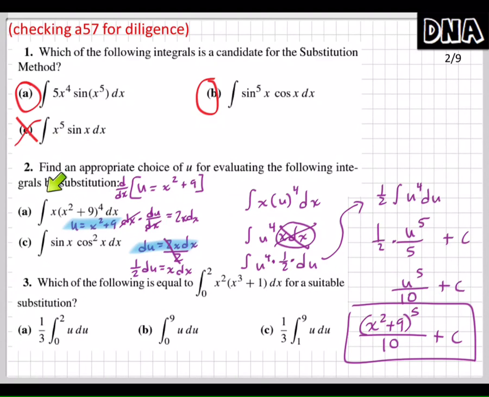Now you didn't have to do that. This just wanted you to identify the appropriate choice for the u. The appropriate choice for this u is x squared plus 9.